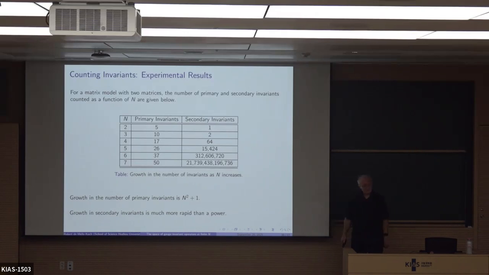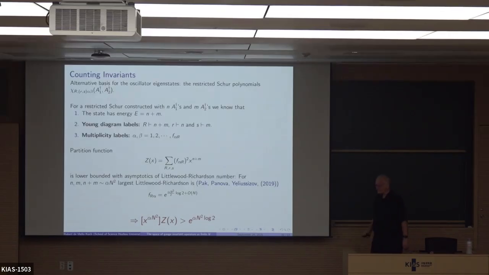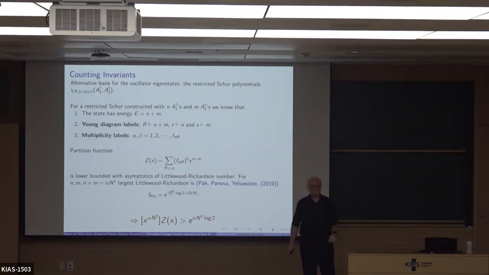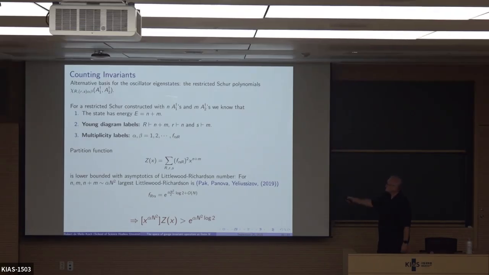Can you give a rigorous proof for how the number of secondaries grows? Yes, you can. And you can do it as follows. So we said before that the eigenstates of the oscillator are some polynomials on the vacuum. You can be a little bit more precise. You can write down exactly what those polynomials are. They are restricted Schur polynomials. And I'm not going to tell you too much about restricted Schurs, just what we need.